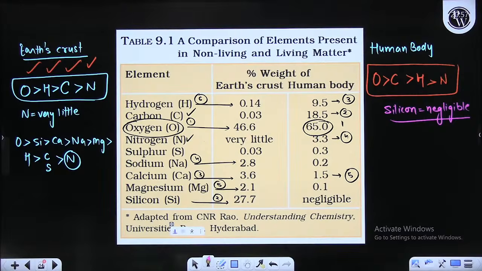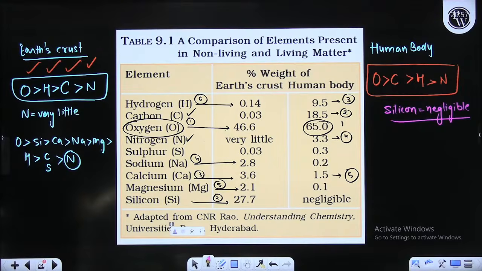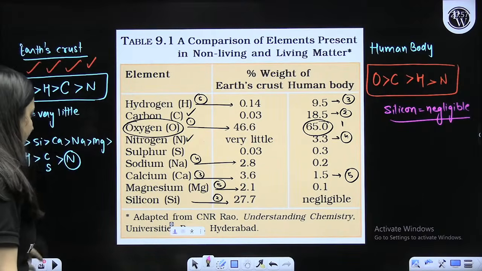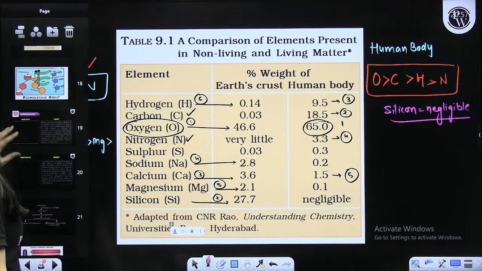Sure? Done, beta. So that's how we have to decode the NCERT. And that's how we study properly, with proper notes making and all. And in class 11th, you have to be very sincere, beta. Class 11th is very, very important.